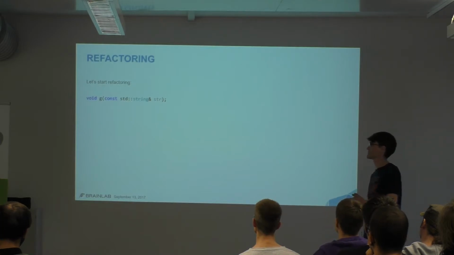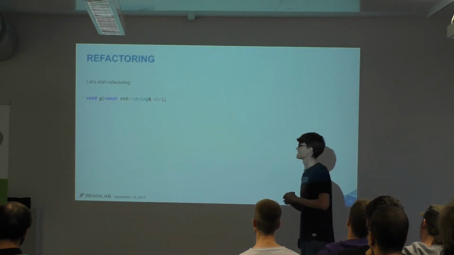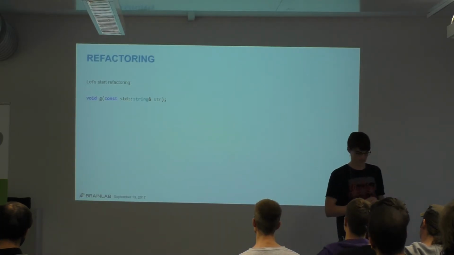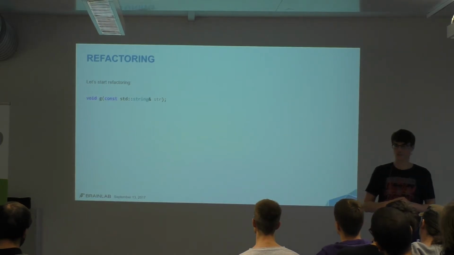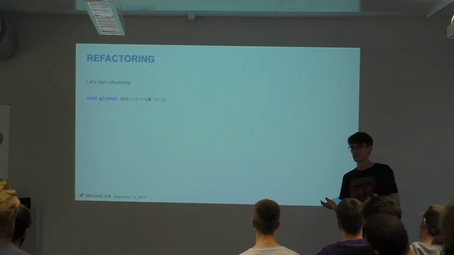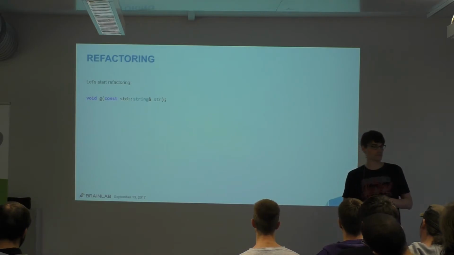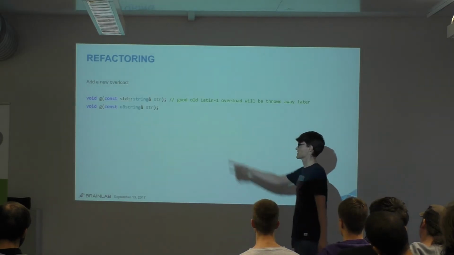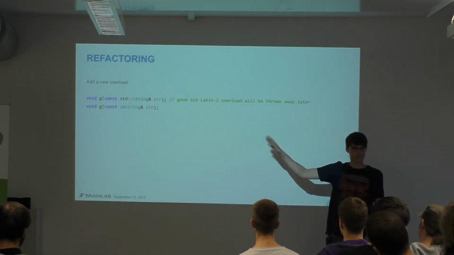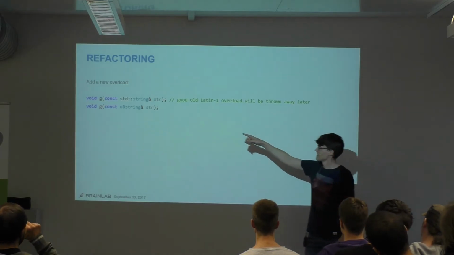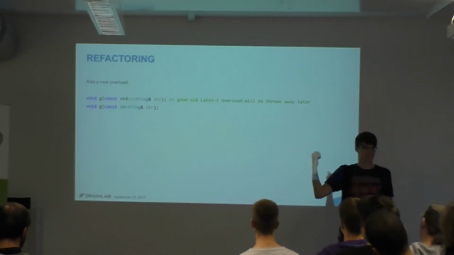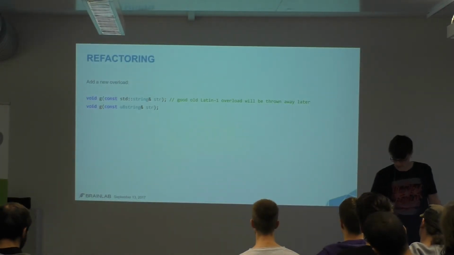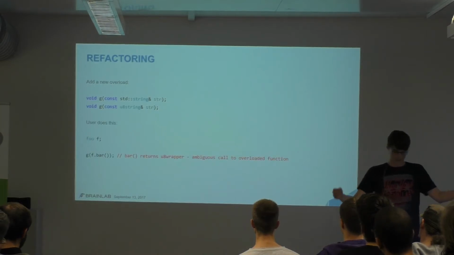So then let's do some more refactoring. This is another function, it takes a string, and we're going to have U8string users soon, so we have to prepare in this library. Okay, so we just add another overload. We're going to get rid of the other one once we're done, but for now we have U8string users that compile with my library. And this breaks user code.